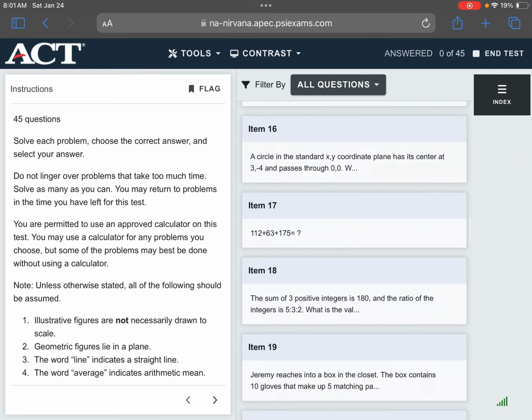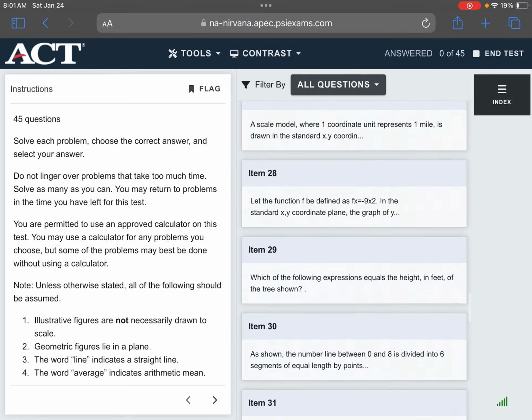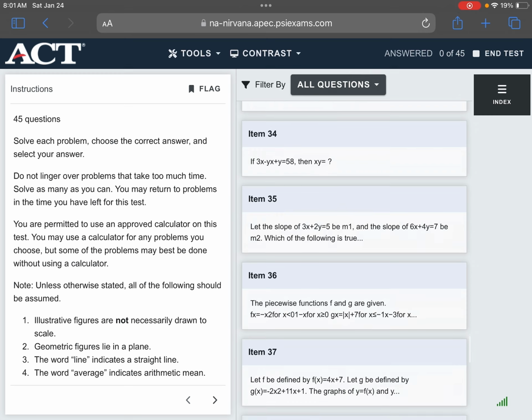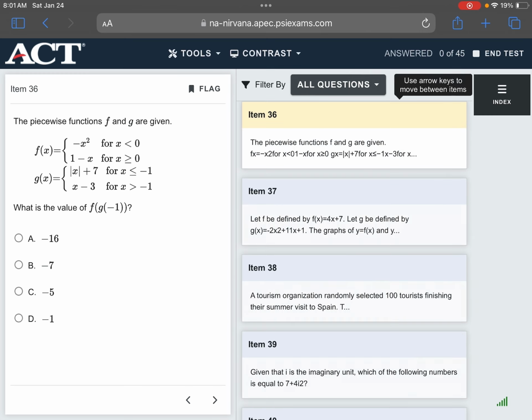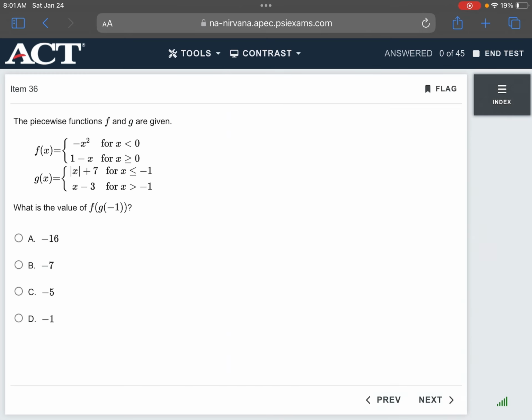Alright, so we're getting there, right? We can see how we use the index to jump to any problem that we want. We're up to 36 today. Okay, so today's problem is a behemoth.